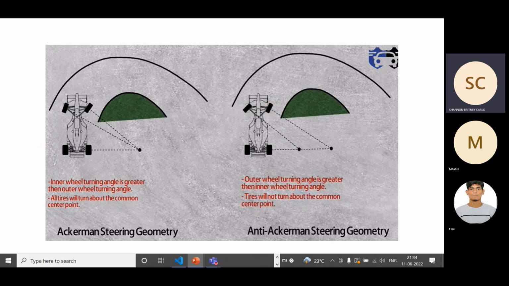Now we'll be learning about the Ackermann steering geometry and the anti-Ackermann steering geometry. This is how the geometry looks. If you see the wheels, the inner wheel is turning at an angle greater than the outer wheel. You can see this is more inclined than this, and if you try to join them, they intersect at a common point and are trying to rotate about that common point. But in anti-Ackermann, it's the opposite. The outer wheel is rotating at a greater angle compared to the inner wheel, and there's no common point here. This one is rotating about some other point, and this one about another. So that is anti-Ackermann geometry.